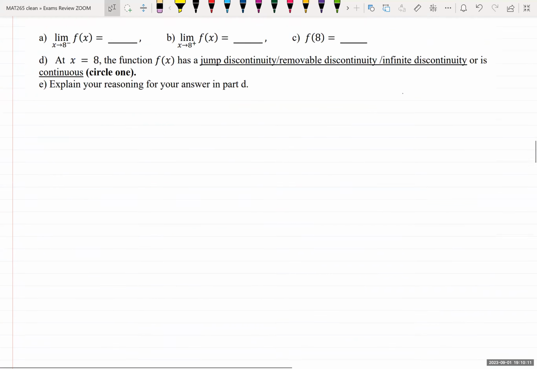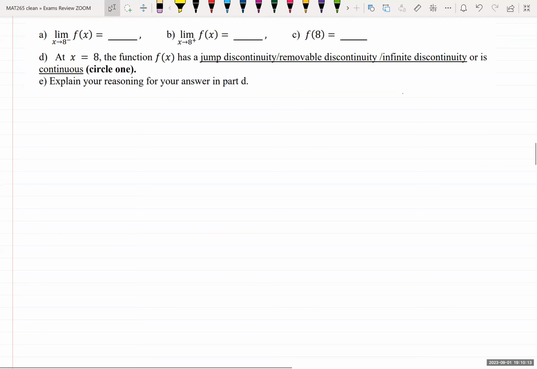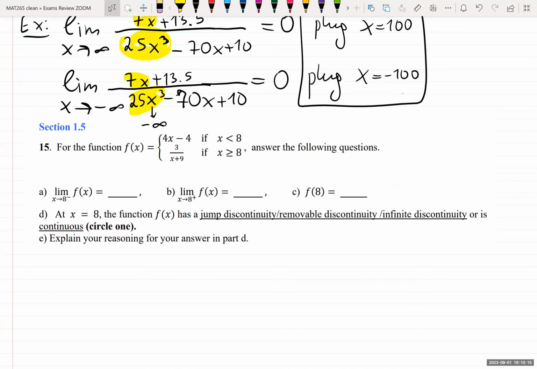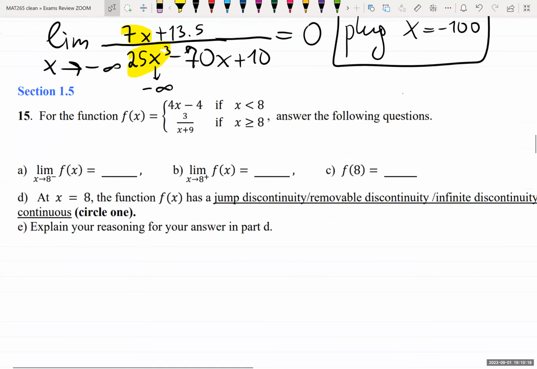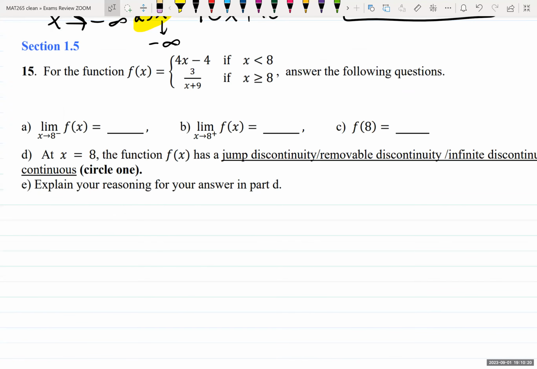Now let's see. I wanted to go to derivatives, but let's do this thing. Yeah, let's do that. That's going to be important. Again, piecewise functions. So here's a function. It's a piecewise function because it's created out of pieces. Let's work on this function. They're asking what's happening at 8. What is happening from the left? What's happening from the right? And what is happening at 8? Okay, let's check this now.